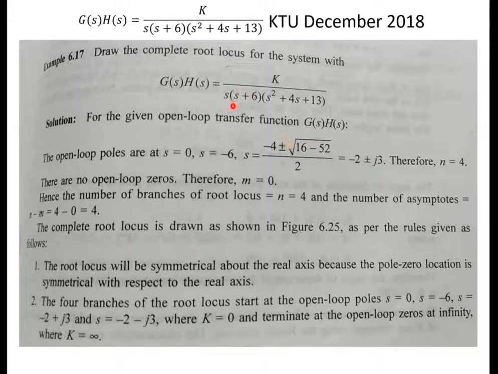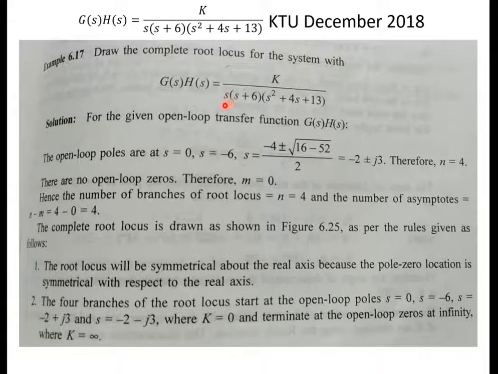So the initial first step is to find the open loop zeros. Here you can see that there are no open loop zeros, so the small m value will be equal to 0. By seeing this system we can write that here m is equal to 0. And you have to find the open loop poles.